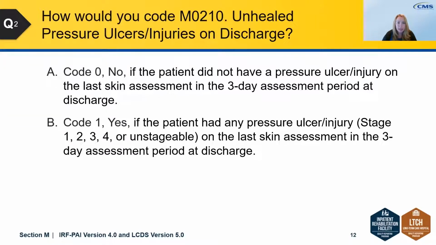Would it be A, code 0-No, the patient did not have a pressure ulcer or injury on the last skin assessment in the 3-day assessment period at discharge, or B, code 1-Yes, the patient had a pressure ulcer or injury, either stage 1, 2, 3, 4, or unstageable on the last skin assessment in the 3-day assessment period at discharge. Take a few seconds and enter your response into the polling app.